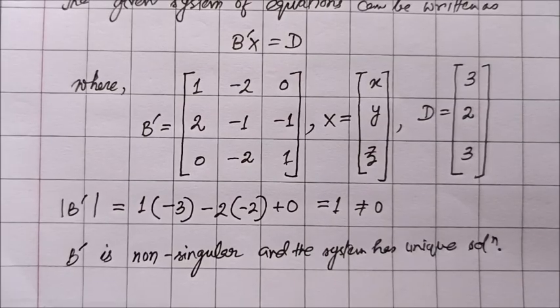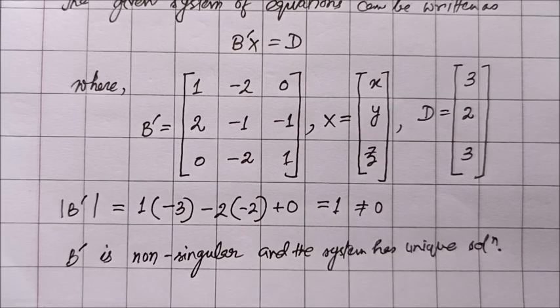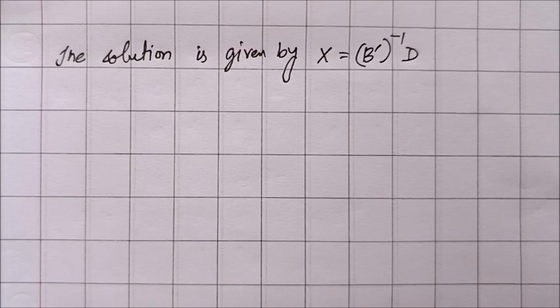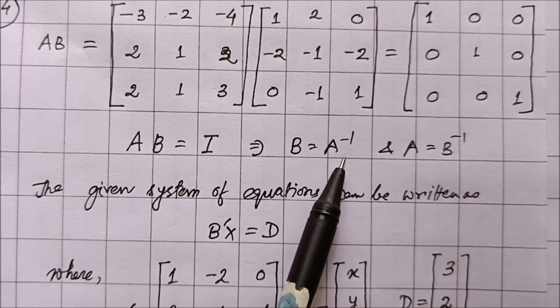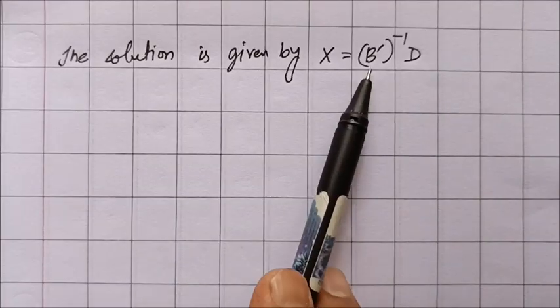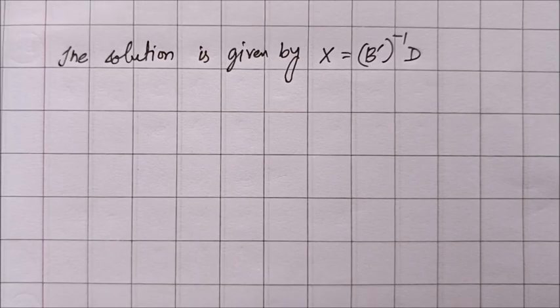What we do? We find the determinant of B dash and it is equal to 1, which is non-zero. Therefore B dash is non-singular and the system has a unique solution. The solution is given by x equal to B dash inverse into D. Now we have to use whatever we have got. What we got? We got AB equal to I, B equal to A inverse, A equal to B inverse. But here we require B dash inverse.